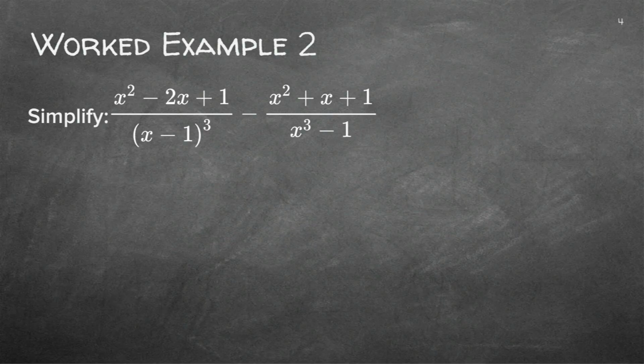So the first part says (x squared minus 2x plus 1) divided by (x minus 1) all cubed, minus (x squared plus x plus 1) divided by (x to the power of 3 minus 1). So we have something quite exciting there. Okay, so the first part is, let's try to factorize our numerator there.